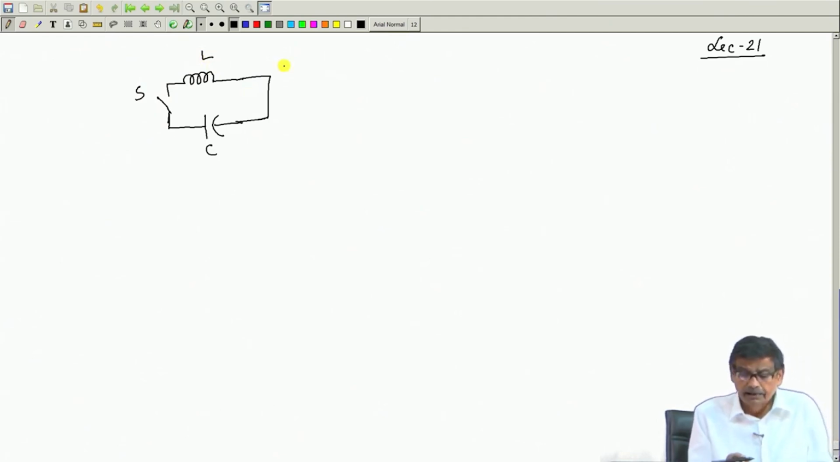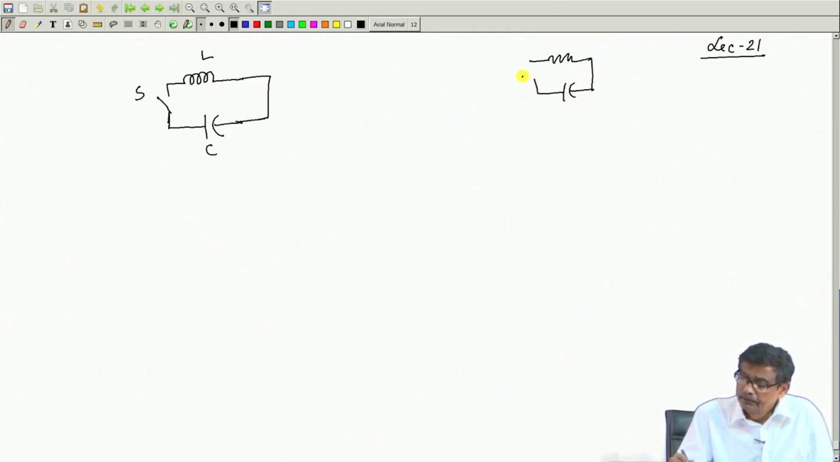Yes, there may be a current provided this capacitor had some initial voltage already charged from some other circuit. We have done this problem earlier, that is a charged capacitor, and we dissipated the energy in a resistance. Earlier we did RC, where a charged capacitor was initially charged with a voltage V naught.